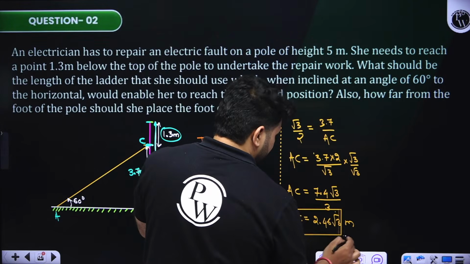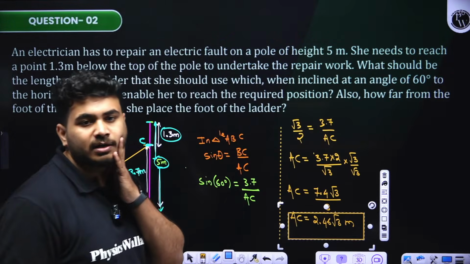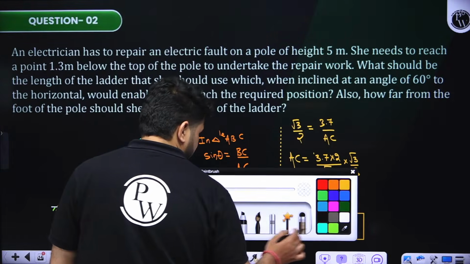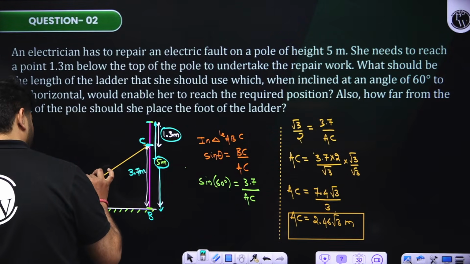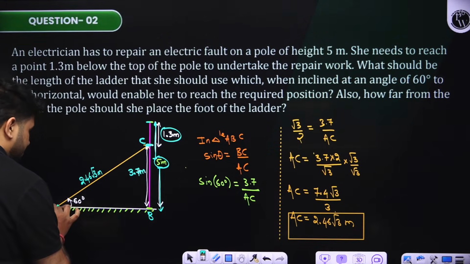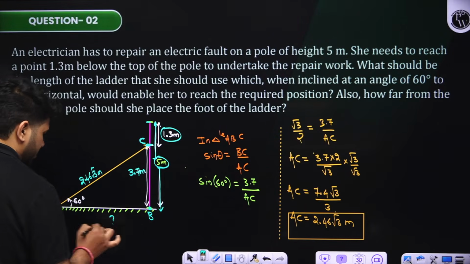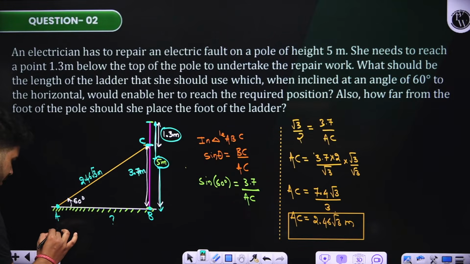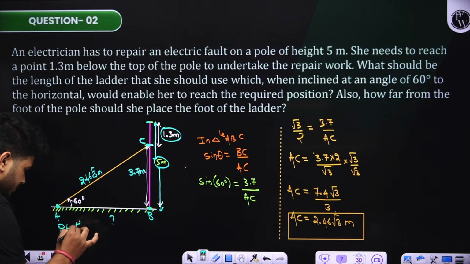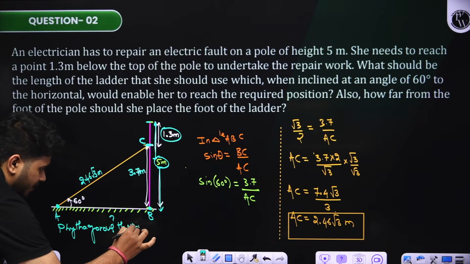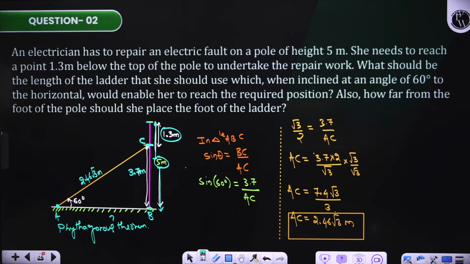This is the height of the ladder. Clear? Understood everyone? 2.46 root 3 meters. Also they are asking how much this other length is. So apply the Pythagoras theorem here. You will get this. It is an easy problem, you just need to analyze properly, and the calculations must be done correctly.